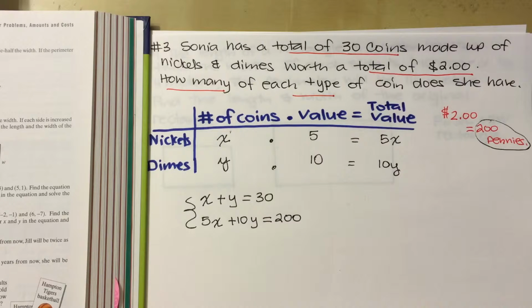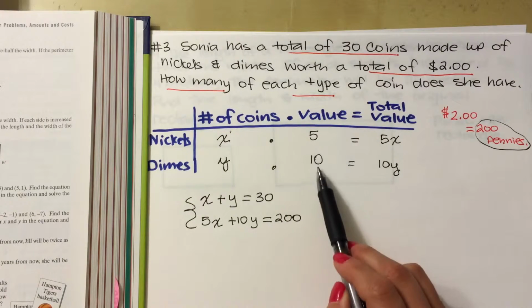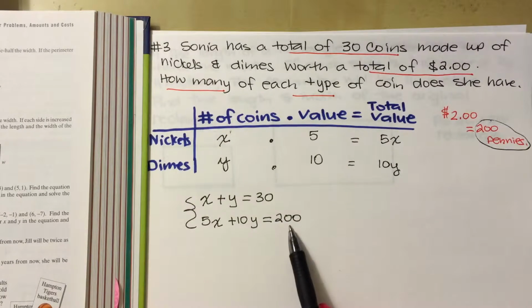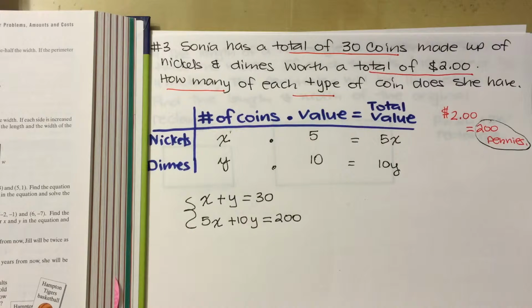The one thing you have to be careful with is if the total amount of money is given in dollars, make sure that you change it to pennies. Because the 5 and the 10 are given as pennies, so you have to have pennies here. The units have to match. Two equations and two unknowns.